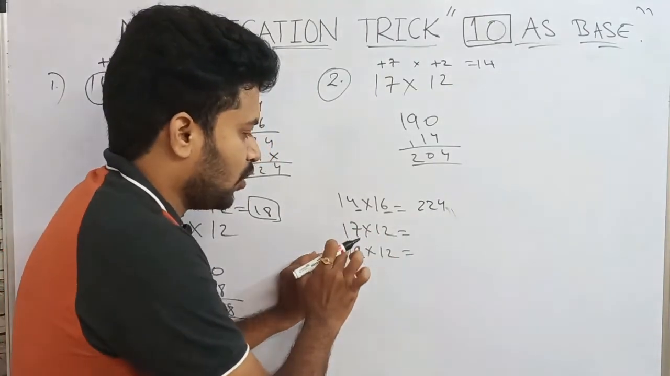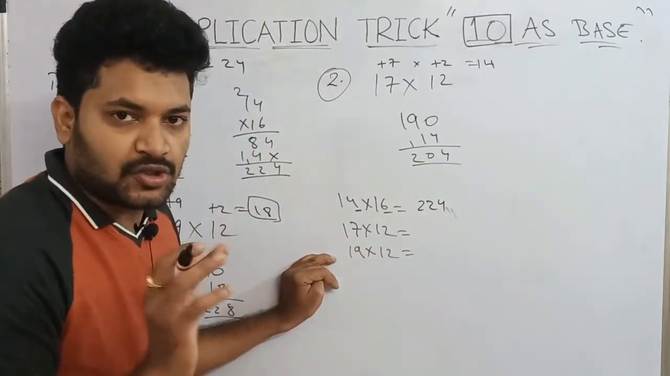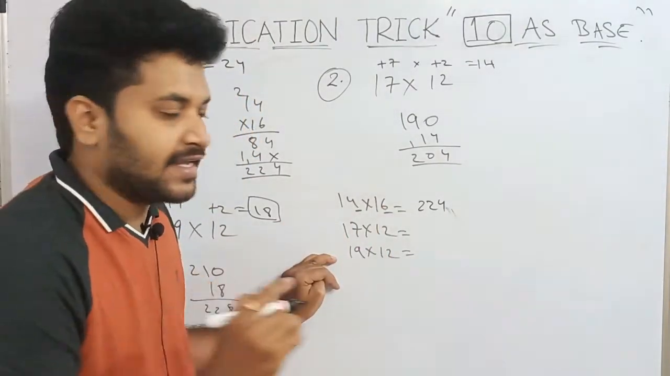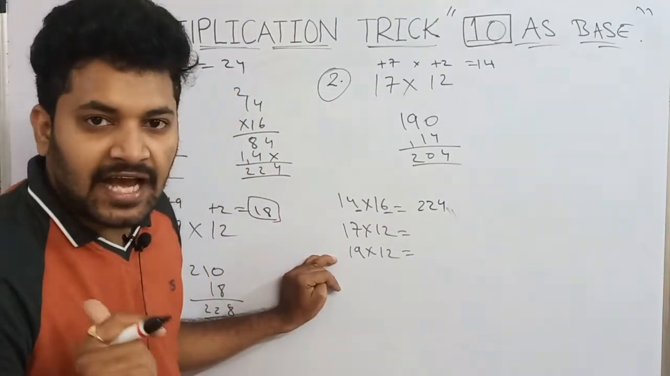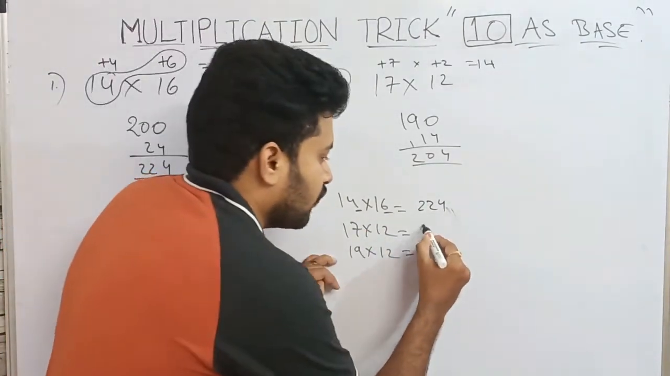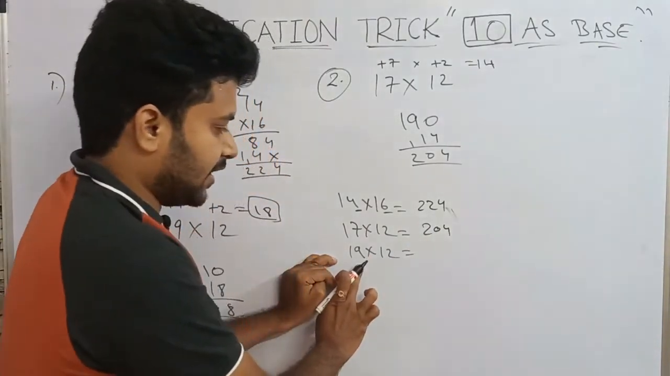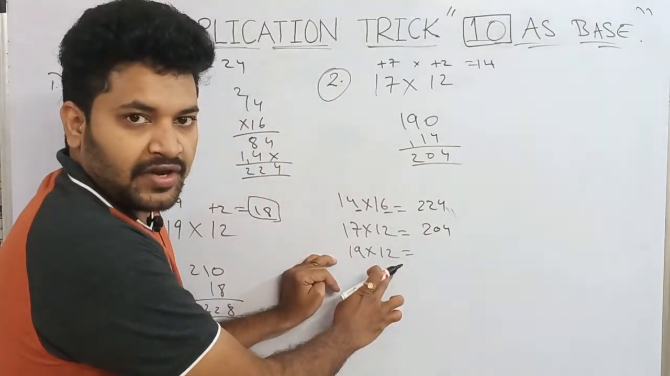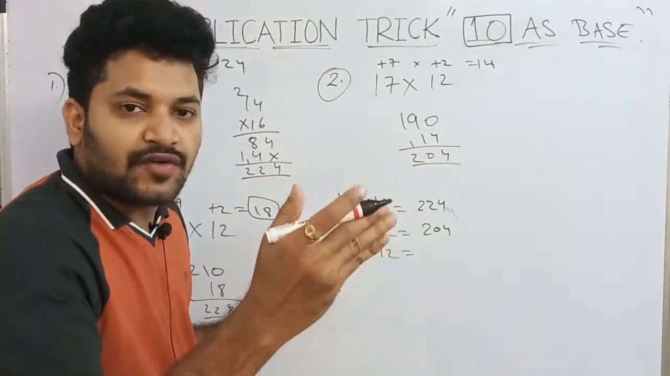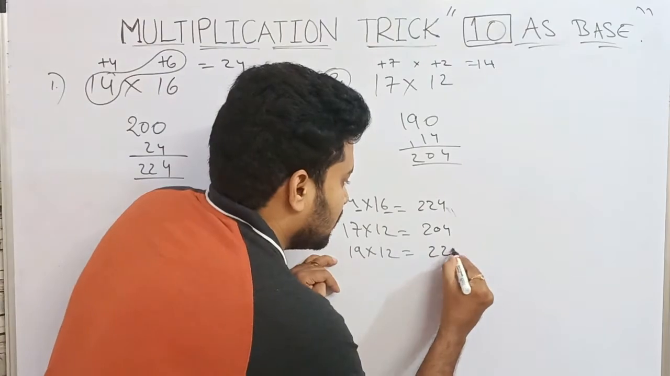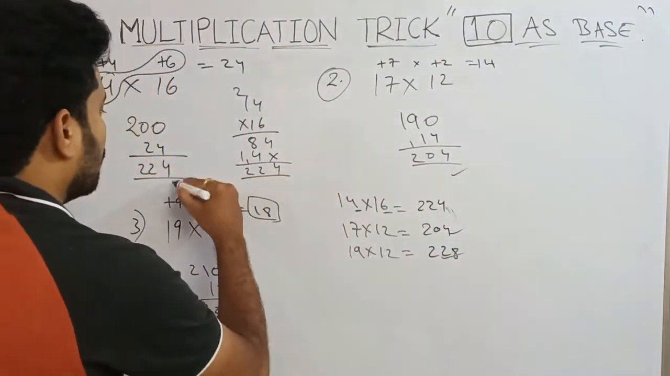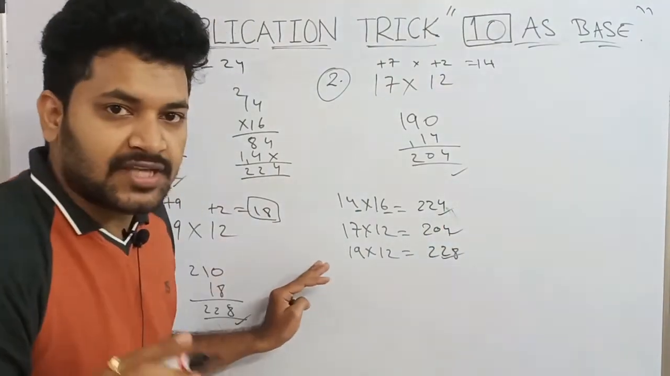Same like that, now it will be very clear to you. 17 into 12 means plus 1 plus 2, you should keep that in mind. Next, 17 plus 2 is 19, so 190. 190 plus 14 is 204. Same with 19 into 12: 19 plus 2 is 21, so 210. 9 2s are 18. 210 plus 18 is 228. See here, 228. 204. And the last example I am saying today.